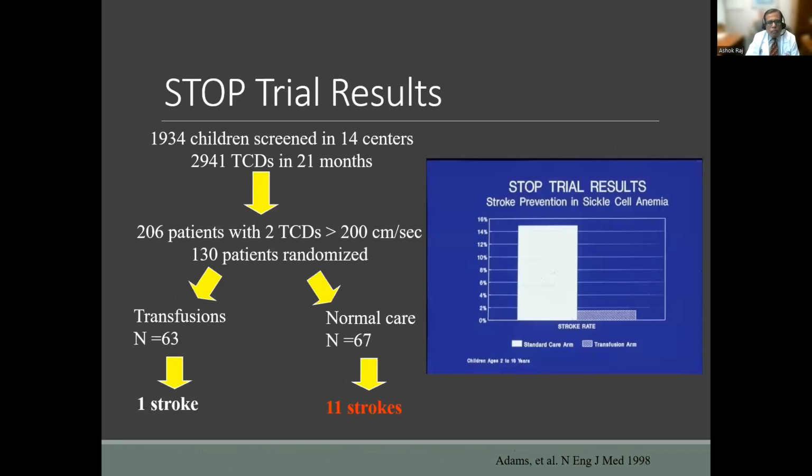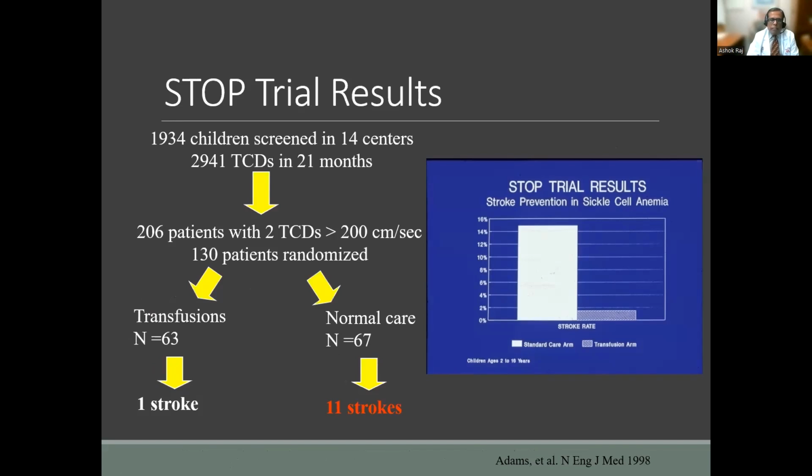But the second group of patients were placed on monthly transfusion. And the outcome was, of the patients who received regular monthly transfusion, only 1 out of 63 developed stroke. But in the non-transfused arm, 11 patients went on to develop stroke out of 67 in that group. So the NIH had to put a stop to the study.